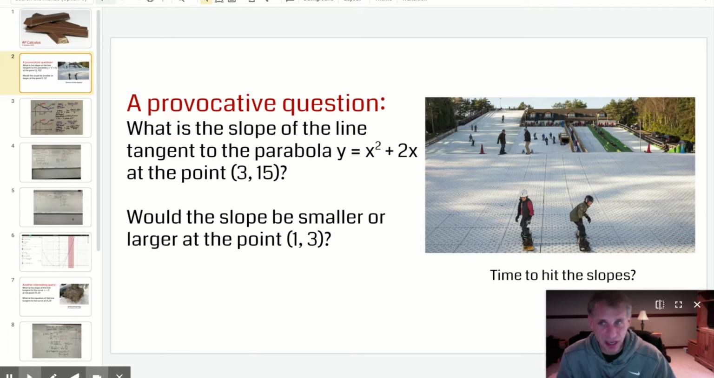So the provocative question here is, what is the slope of the line tangent to the parabola y equals x squared plus 2x at the point (3, 15)? And there's nothing special about (3, 15). We could talk about (1, 3) or any other point on this parabola. So the idea here is we are going to have to somehow think about what is happening as we take 2 points and bring them together. We have (3, 15), and then we have another point down the road, and we bring them together, and we look at the limit as we bring those points closer and closer together. And so that's how we are going to get an instantaneous rate of change, which is also known as a derivative.